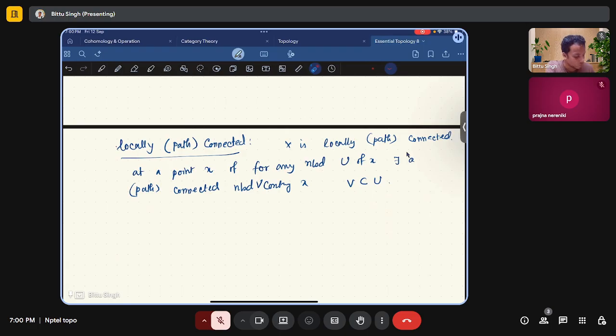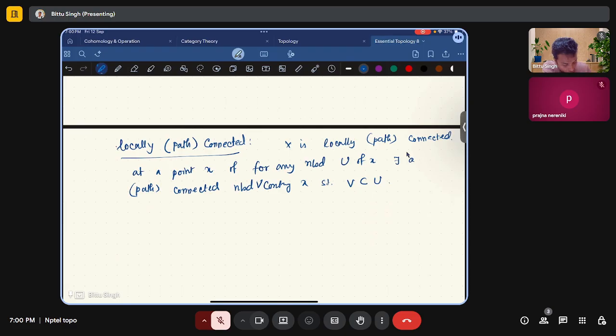Okay. So what is happening around the point X? It may have a disjoint kind of neighborhood, but if it is locally path connected, it means you can always have some connected neighborhood which is contained in this U. So this is locally path connected, or locally connected: just remove the path from this definition, and you will get locally connected.